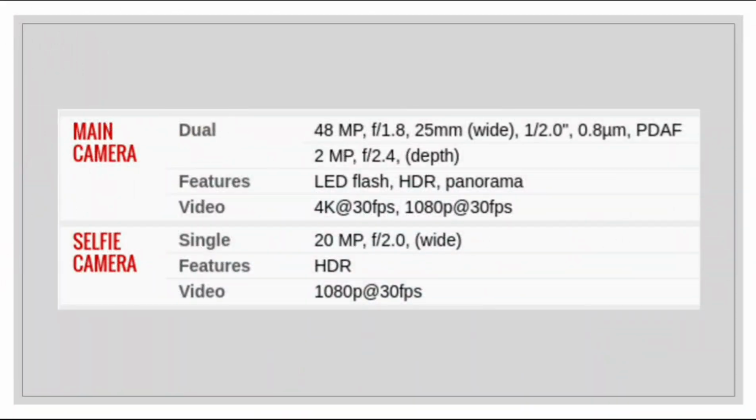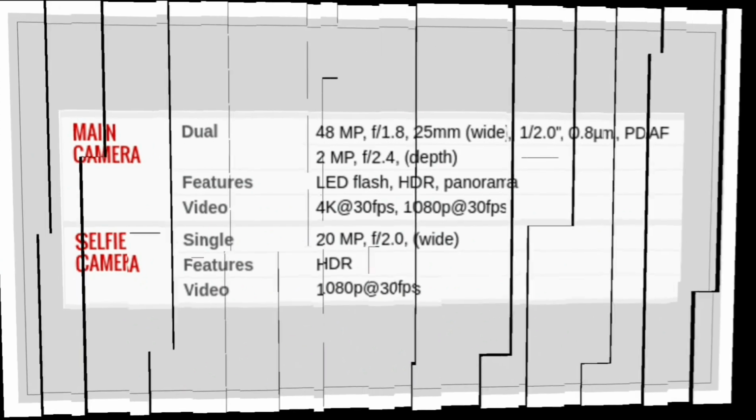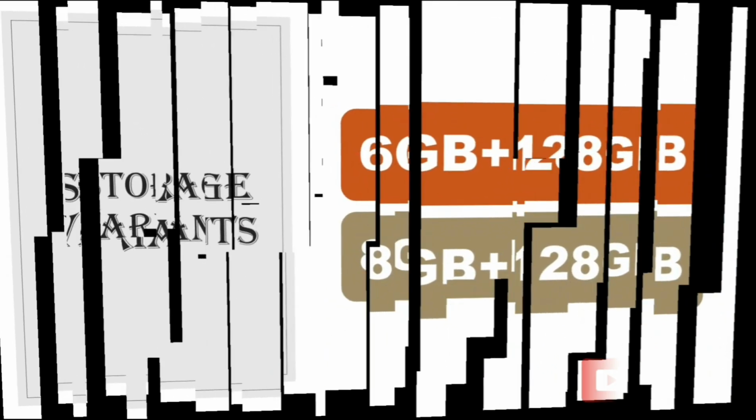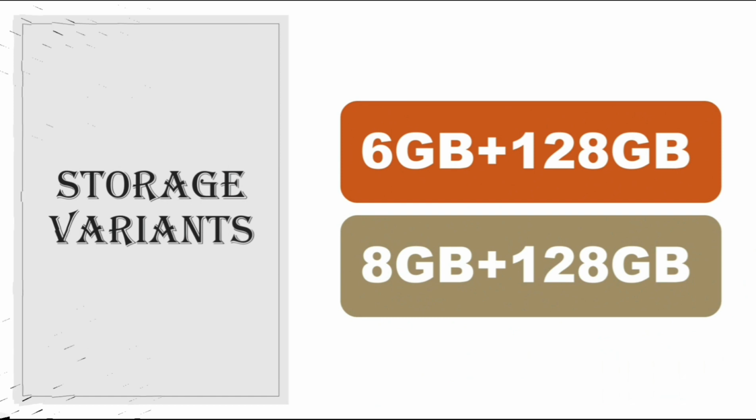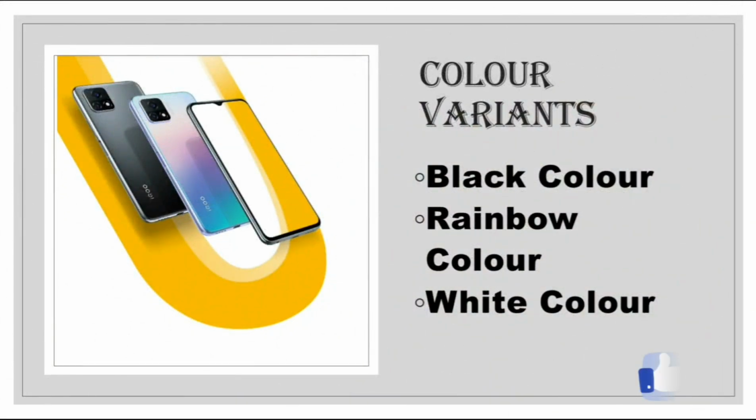This is some more information about the front and rear camera of IQOO U3. There are two storage variants of IQOO U3, 6GB plus 128GB and 8GB plus 128GB. There are three color variants of IQOO U3, black color, rainbow color and white color.